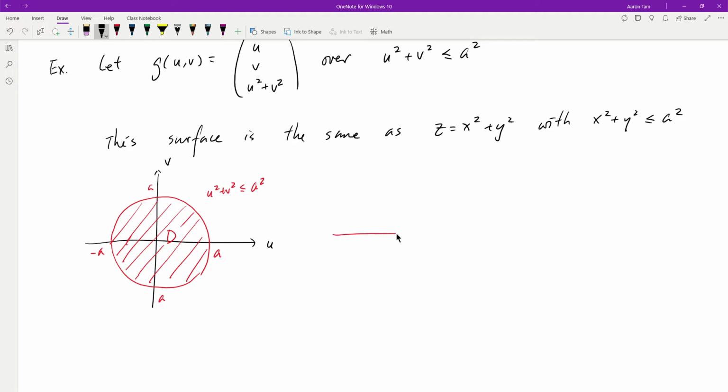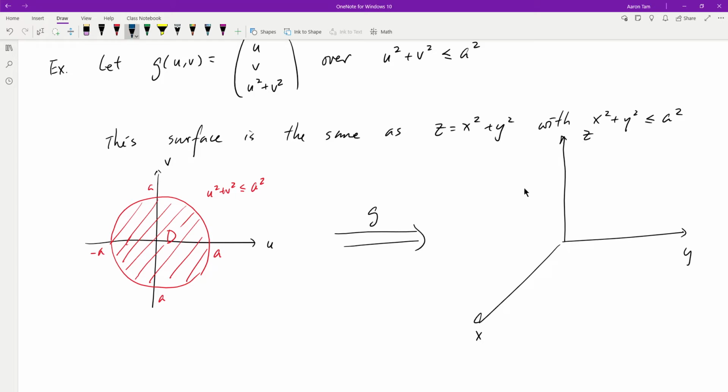Now, what does the function g do? g would turn it into this surface that some of you probably remember seeing back in chapter 5. So here's my x, y, z space, and my surface actually will be this. Okay, actually, you know what? I'm going to use red.